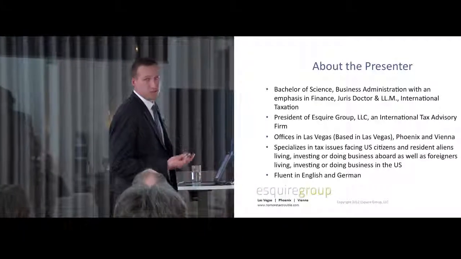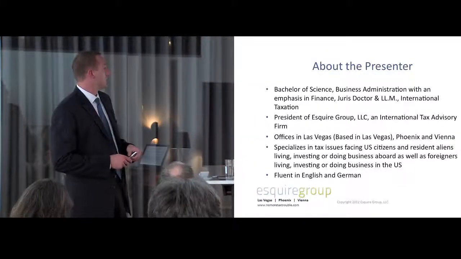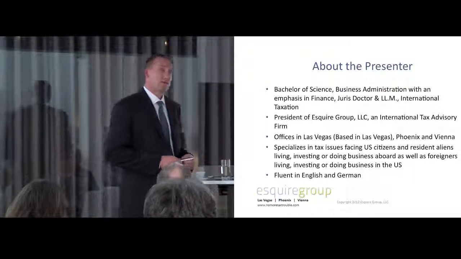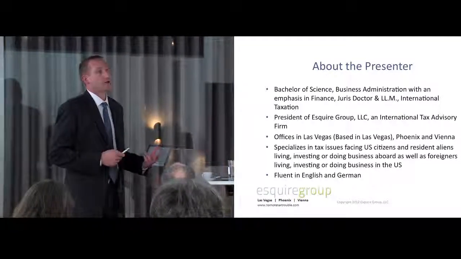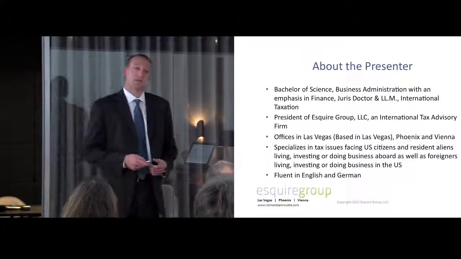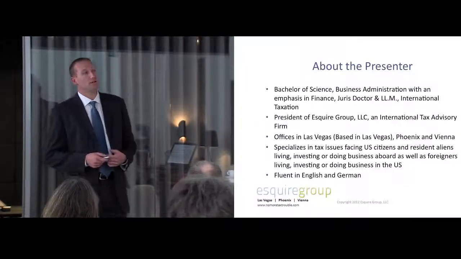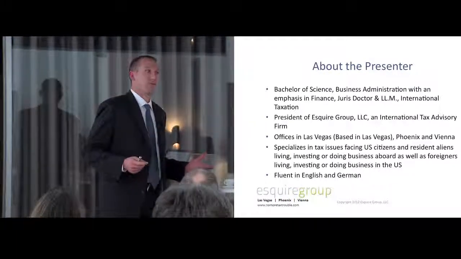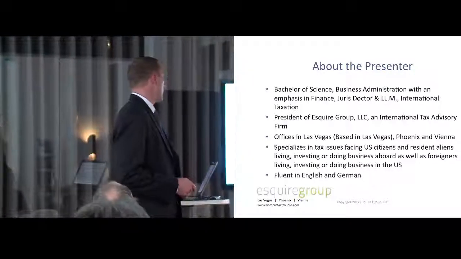I'm James Sexton. I specialize in international taxation. I'm the president of Esquire Group. We have offices in Las Vegas, Phoenix, and here in Vienna. We work a lot with Americans with foreign assets, foreign income, Americans that live abroad, how they're taxed, what their filing obligations are. And we also work a lot with foreigners investing into the U.S. So basically, international taxation.